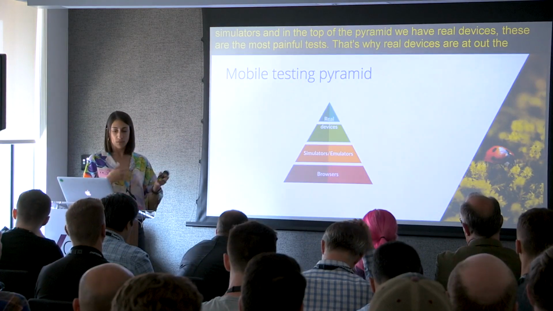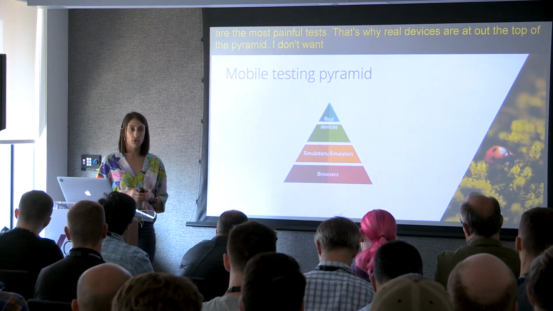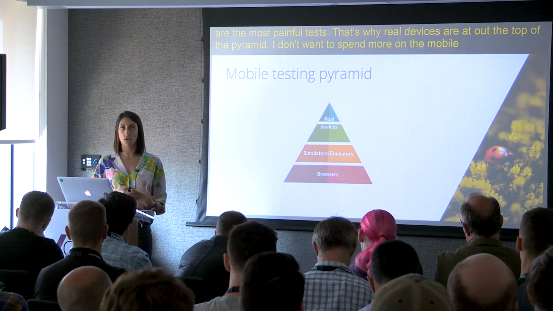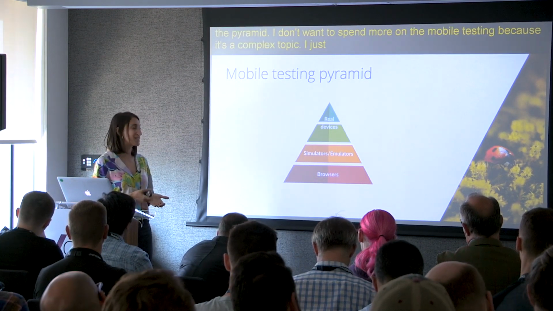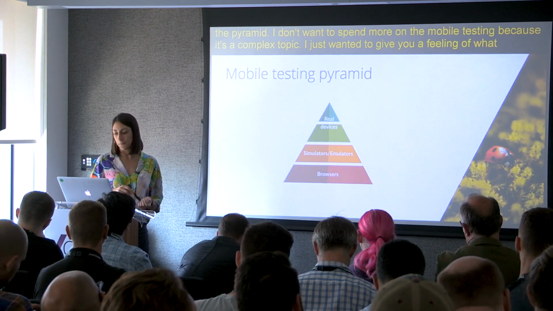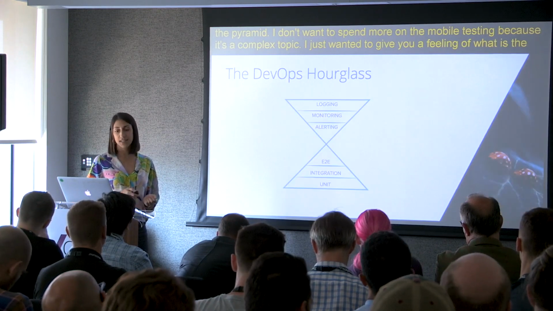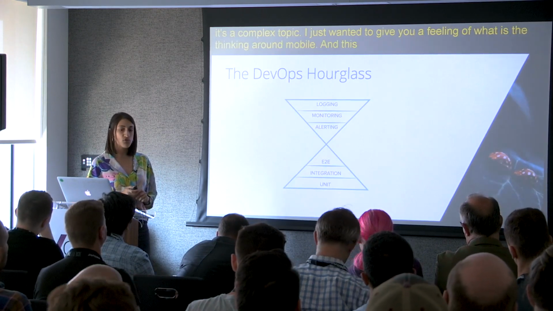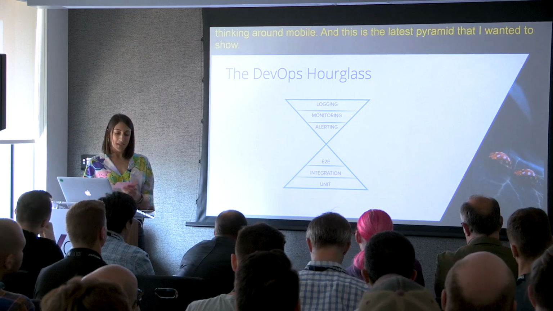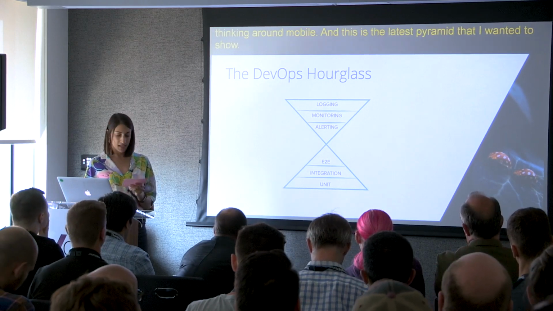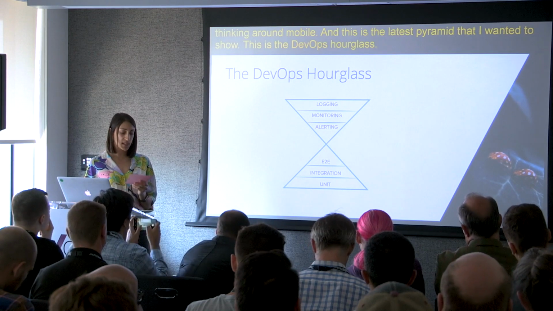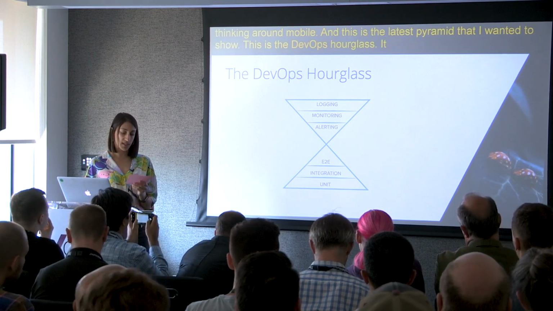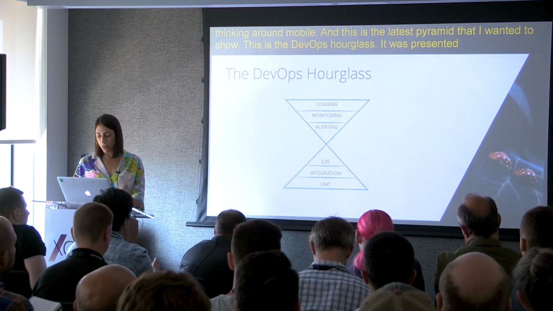I don't really want to expand more on mobile testing because it is a really complex topic. I just wanted to give you a feeling of the thinking around mobile. And this is the latest pyramid that I wanted to show. This is the DevOps hourglass. It was presented in the book A Practical Guide to Testing in DevOps, written by Katrina Clokie.